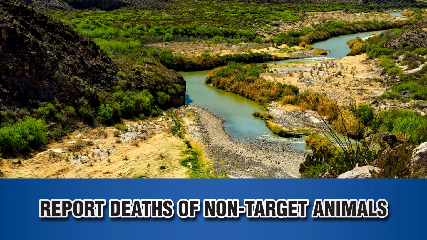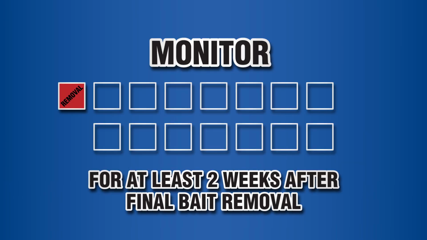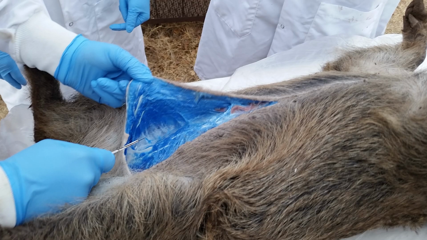Deaths of any animals other than feral hogs that appear to be the result of baiting with this product must be reported to state authorities. Continue to monitor the treatment area for at least 2 weeks after the removal of all bait from the hog feeders. As an additional safety precaution, Kaput feral hog bait contains a dye that will impart a blue color to the fatty tissues of hogs that have eaten the bait.